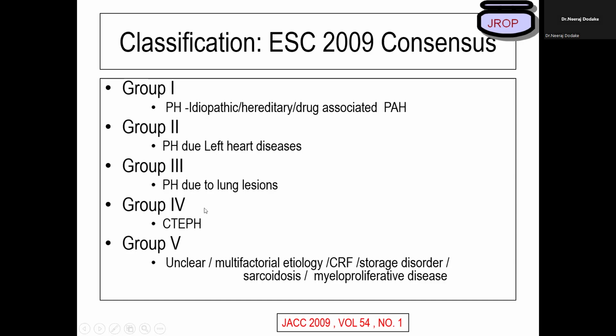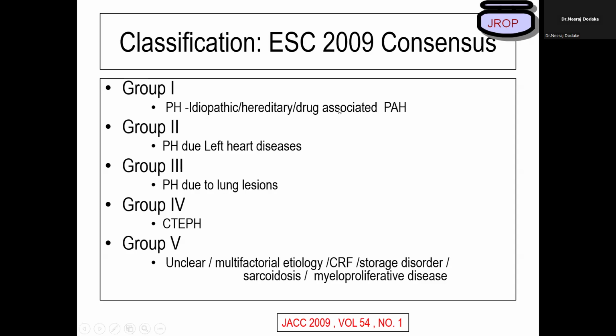Apart from 2 and 3, there are 3 more classifications. Group 4 is very clear: chronic thromboembolic pulmonary artery hypertension. So if we look at group 2, group 3, group 4: group 2 is left-sided heart lesions producing pulmonary artery hypertension. Group 3 is people who have a normal left side, but they develop pulmonary artery hypertension. And group 4 is a classical example of chronic thromboembolic pulmonary artery hypertension.